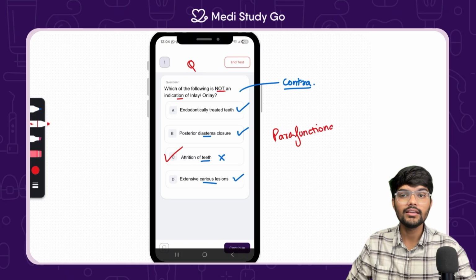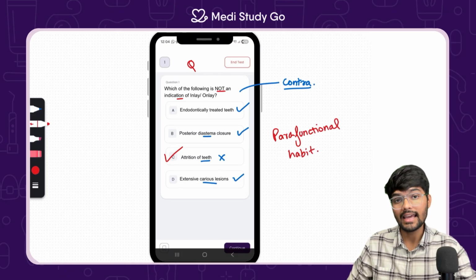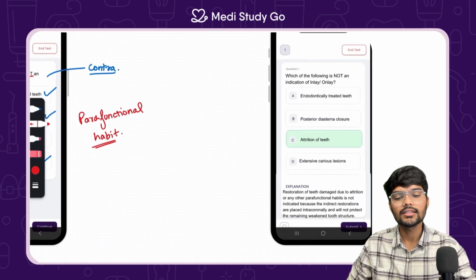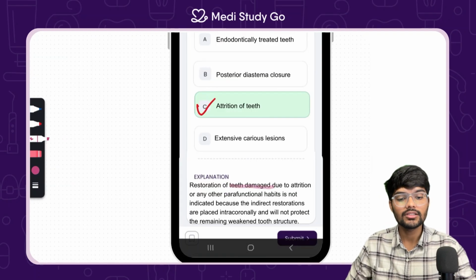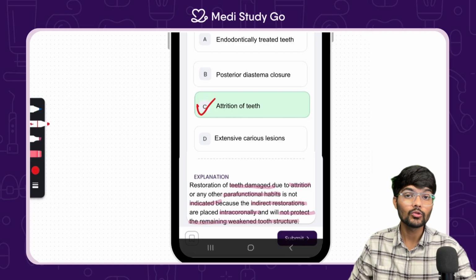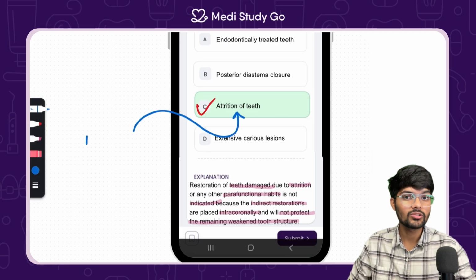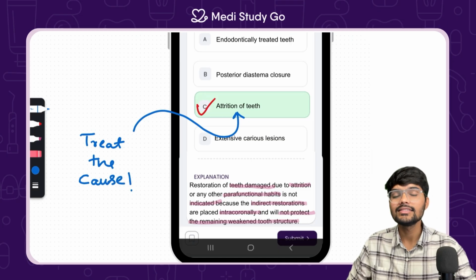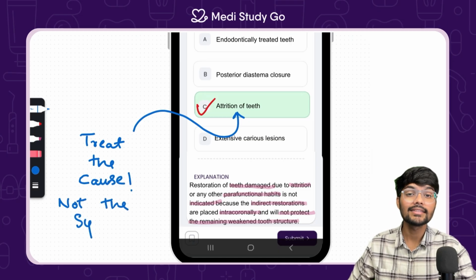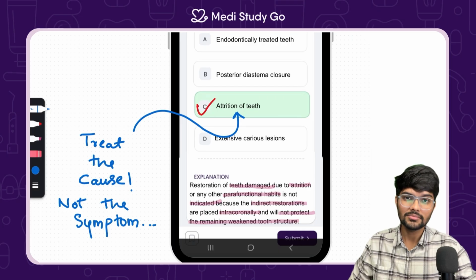is one of the effects of parafunctional habit. So let us go through the explanation. Restoration of teeth damaged due to attrition or any other parafunctional habits is not indicated, because the indirect restorations are placed intracoronally and will not protect the remaining weakened tooth structure. Basically, we are just going to replace the affected tooth structure, but we cannot stop the further damage. So in these cases, it is very important that we treat the cause and not the symptoms.